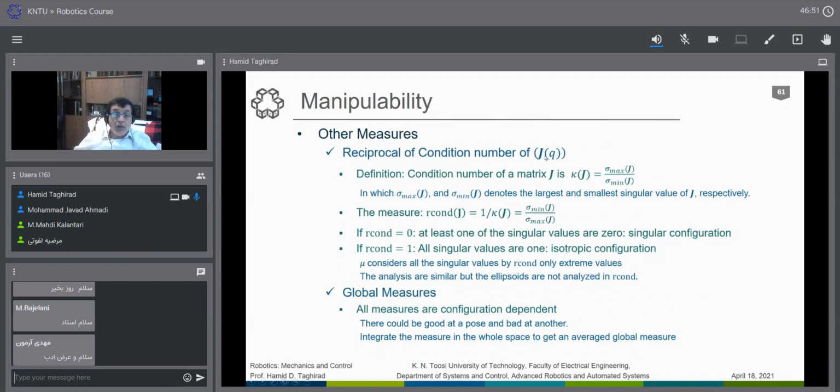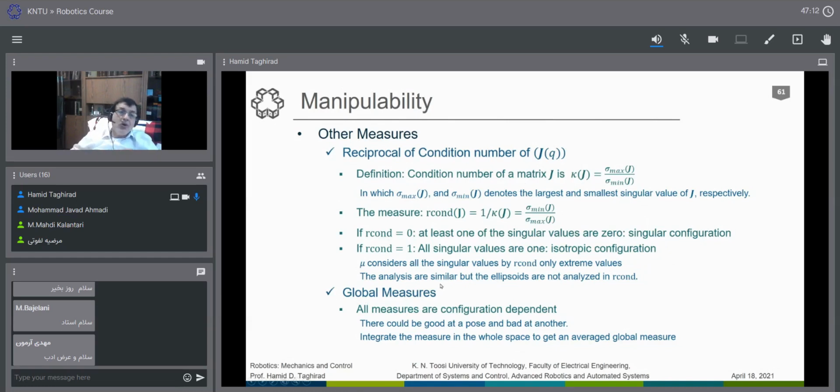We call it local because depending on the position where you are located, the condition number, the manipulability measure, or the dexterity measure could be something between 0 and 1. We can also have global measures.